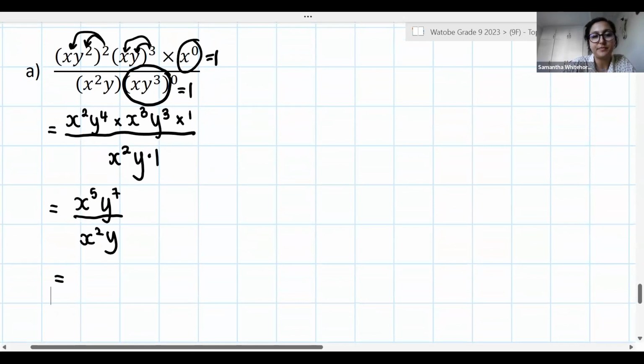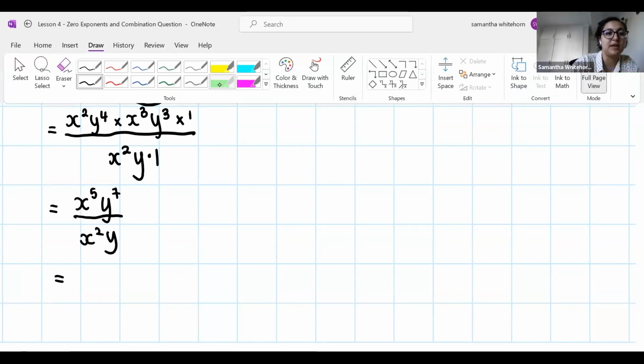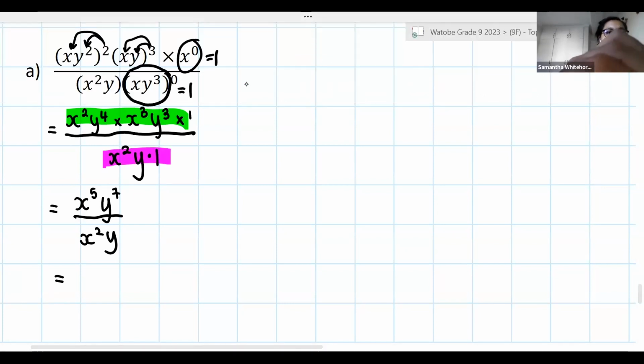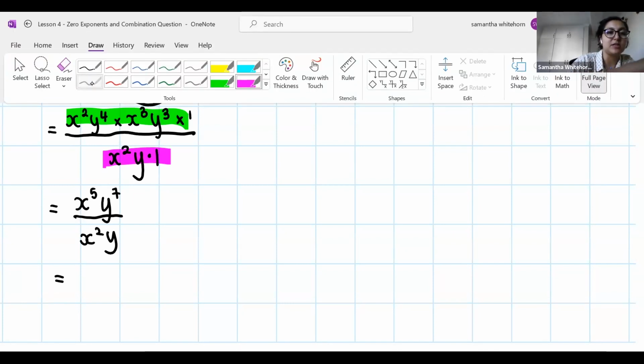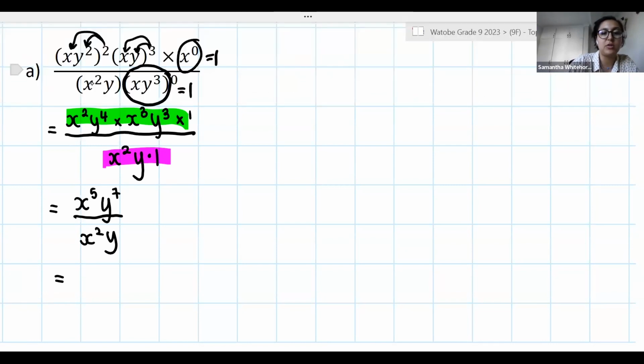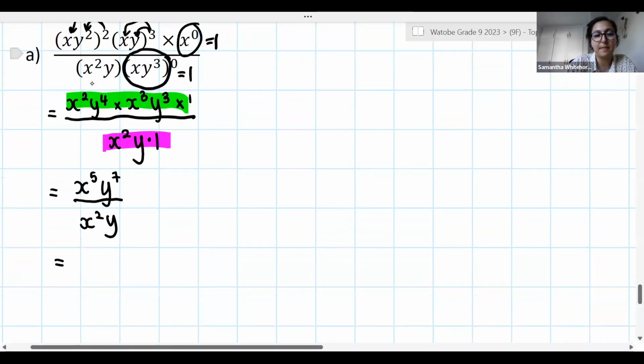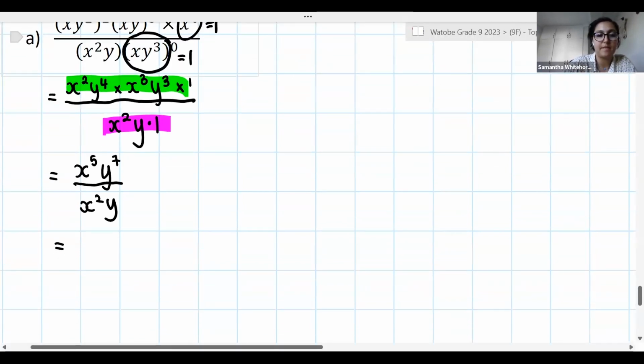Okay, so we multiplied the numerator. So when we say multiply the numerator, we multiplied everything in the numerator. We multiplied everything in the denominator. And now we just need to double check if we can simplify. So for us, do you think we can simplify further? Yes, ma'am. Okay, so we can simplify further.